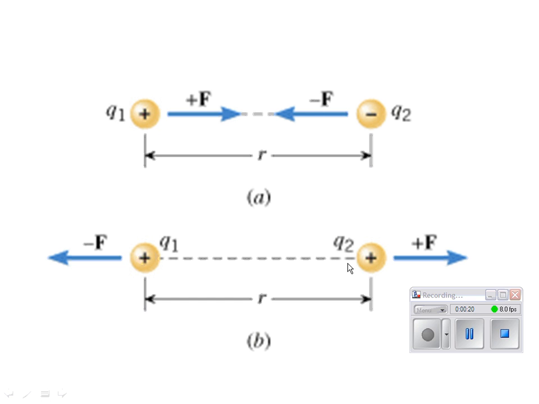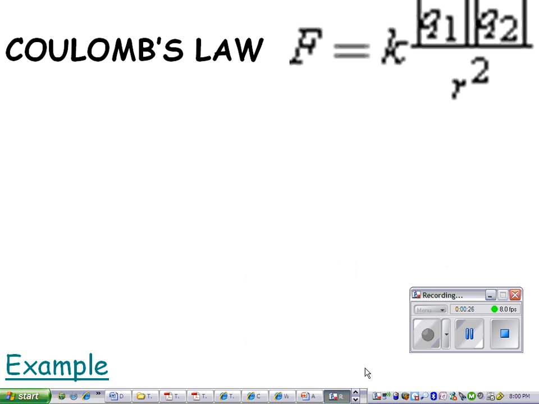If you have a positive and a positive, they'll repel each other, and we also know if you have a negative and negative, they'll repel each other. Coulomb's law is the following equation. It's F, the force, between the two charges, equals k, the electrostatic constant, times |q1| times |q2|, and those absolute value signs make it so that the force is positive, divided by r squared, and r is the distance between the two charges.